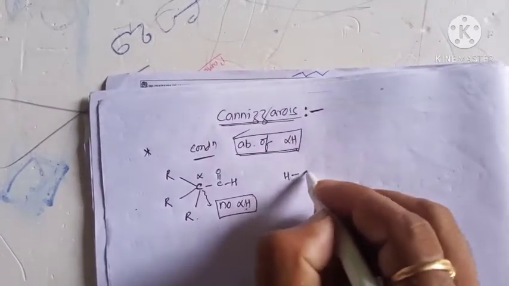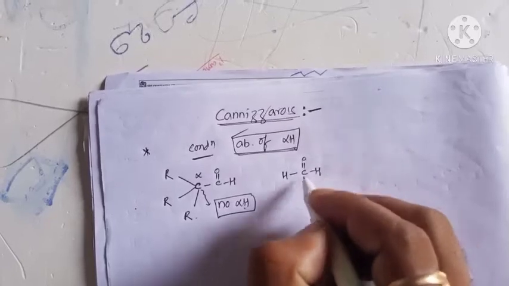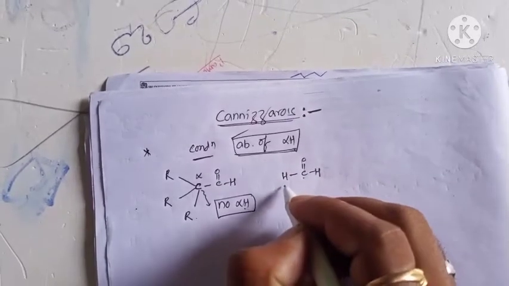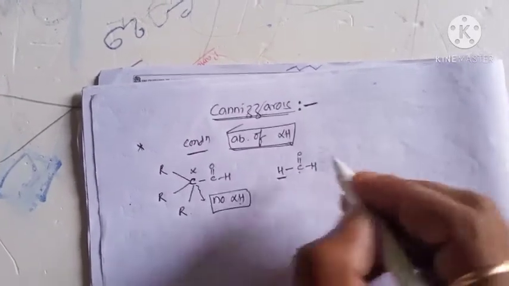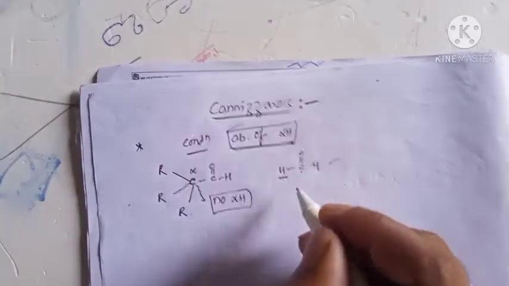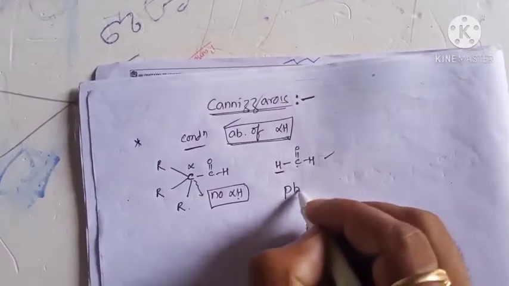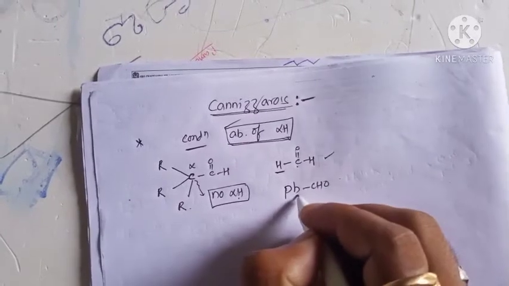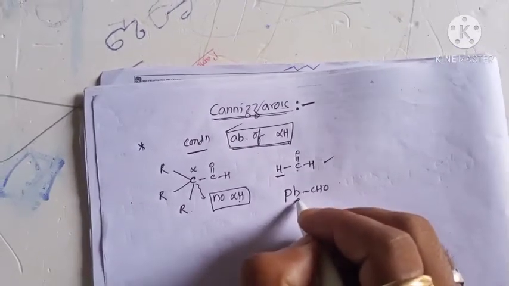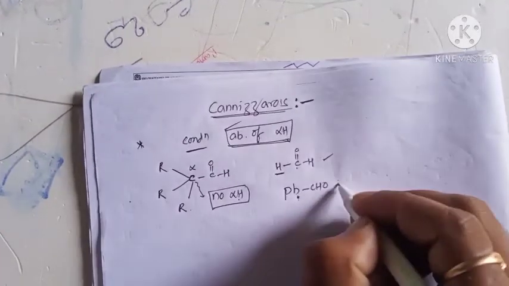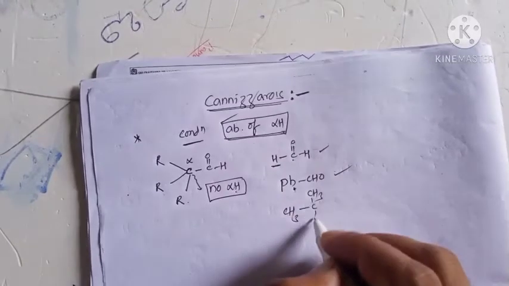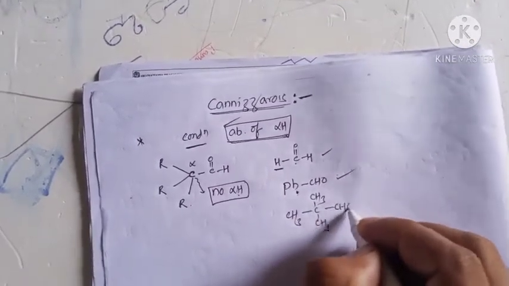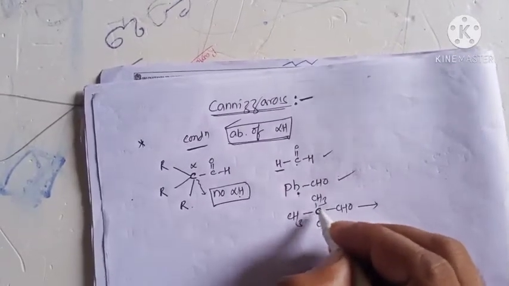For example, formaldehyde, HC double bond OH, with respect to this functional group. Here there is no alpha carbon, there is no alpha hydrogen. So formaldehyde is without alpha hydrogens, so it can undergo Cannizzaro's reaction. Next go to benzaldehyde. There is an alpha carbon, but there is no alpha hydrogen. This can also undergo Cannizzaro's reaction. Next, (CH3)3C-CHO. See here, alpha carbon but no alpha hydrogen. This can also undergo Cannizzaro's reaction.